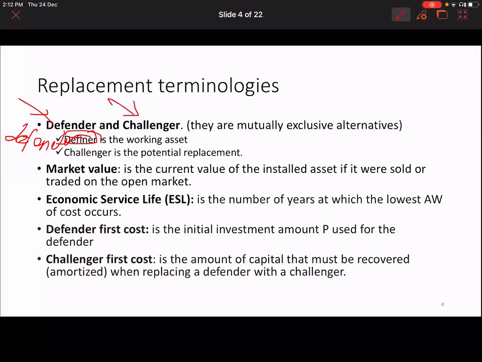It's a matter of a challenge. I challenge the defender, whether I keep it or replace it with a new machine based on the previous three points. So this is a potential replacement.